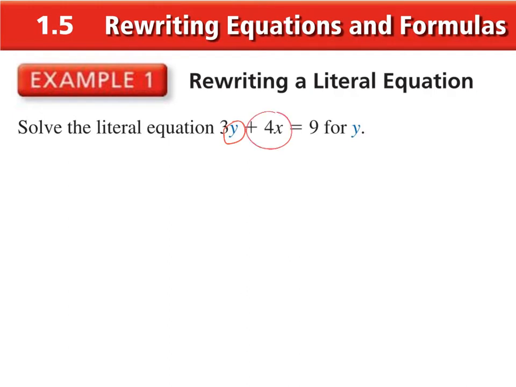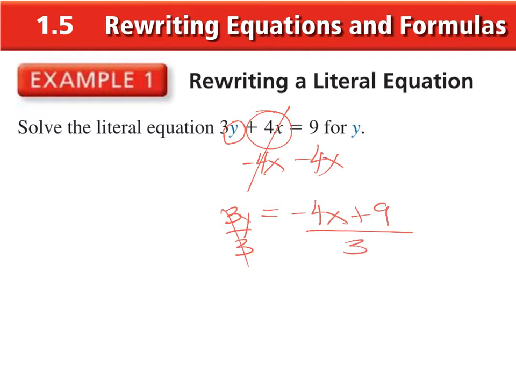Well, let's get rid of the 4x. So how are we going to do that? I'm going to subtract it. So here it cancels on the left side then. And I get 3y is equal to negative 4x plus 9. And then I'll divide by 3. And I get y is equal to negative 4x plus 9 over 3.